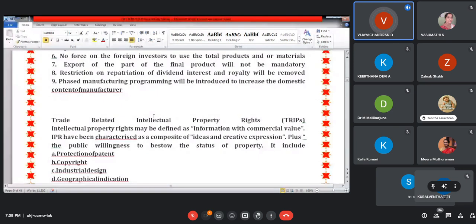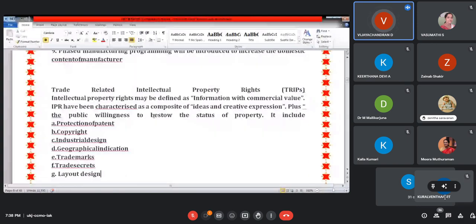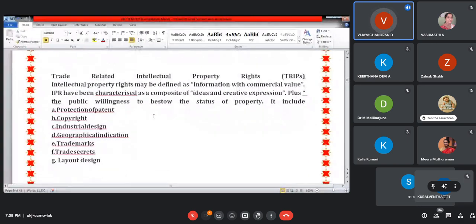The information with commercial value: patent, copyright, design, geographical indication, also trademarks, trade secrets, layout design. These all come under the purview of intellectual property rights. So you have to find the difference between TRIMS and TRIPS, also CATS. Only these three come under the WTO. These are all organs of the WTO in order to promote international trade.